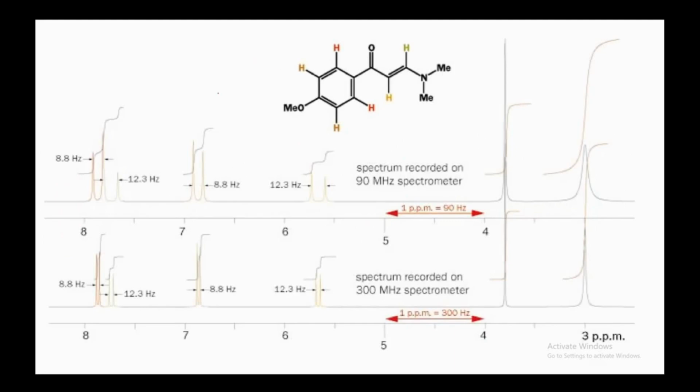Okay, and now if you look at this, there is a distance between these two lines that is called the coupling constant, and the coupling constant for this doublet is 8.8 Hz, and for these two lines it is 8.8 Hz, and the coupling constant between these two lines is 12.3 Hz, and between these two lines is 12.3. The spectrum was recorded at 90 MHz, but if you record this spectrum at 300 MHz, the coupling constant is the same. The coupling constant is independent of the instrument, okay? So it doesn't matter which instrument we are using.